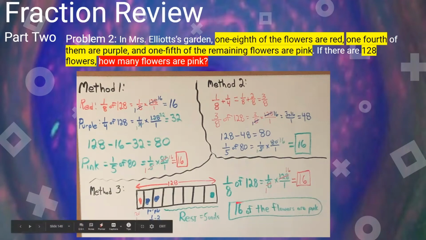16 of the flowers are pink. So really, there's 3 different methods that I've demonstrated here. You might even have another shortcut that you know for yourself, and that's great. What you can do is solve whatever way you're comfortable with, and sometimes use an alternative method to double check your work. Especially if you have enough time, I always prefer that you double check your work, because you may notice a simple mistake you made in one of the other methods.